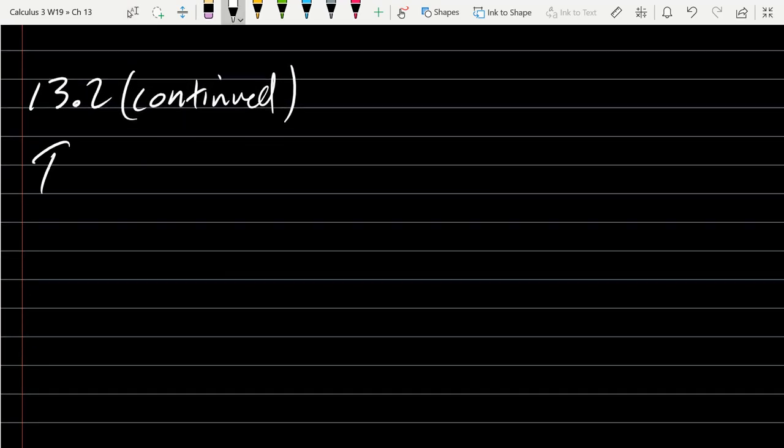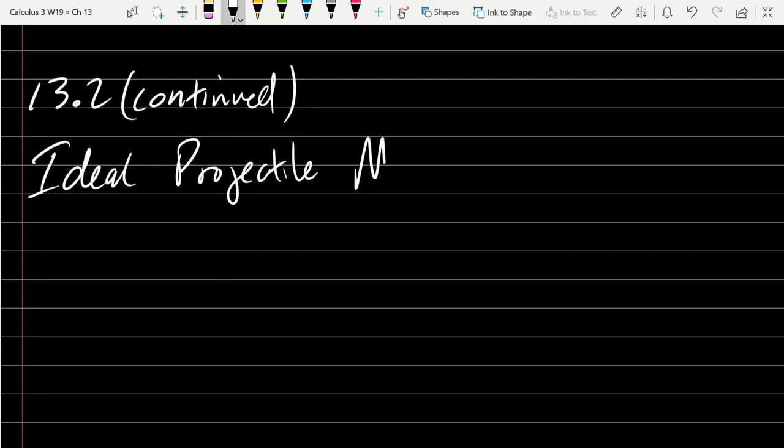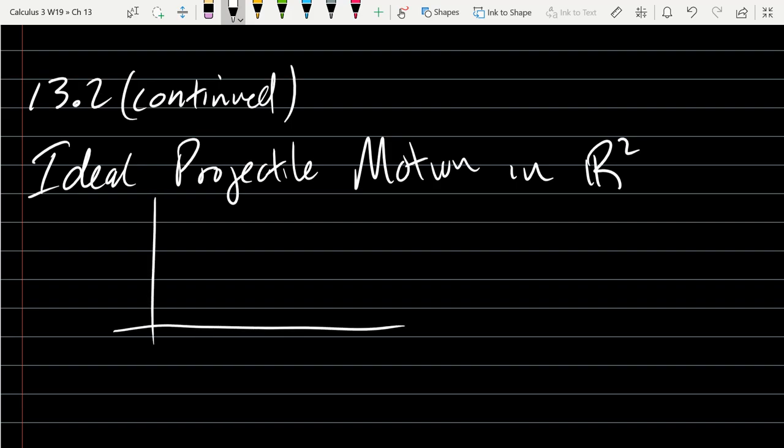So this will be ideal projectile motion in R2. All right, we'll start with the graph. Now we say ideal, that means there is no air, which is probably not ideal if you're living there, but if you're doing physics, you don't want any air because that will introduce quite a bit more complicated friction into your equation. So we're gonna go with no air.